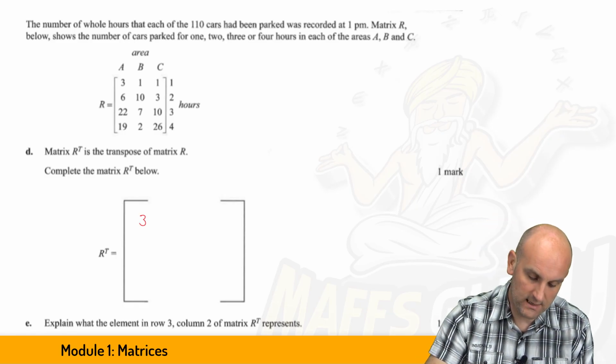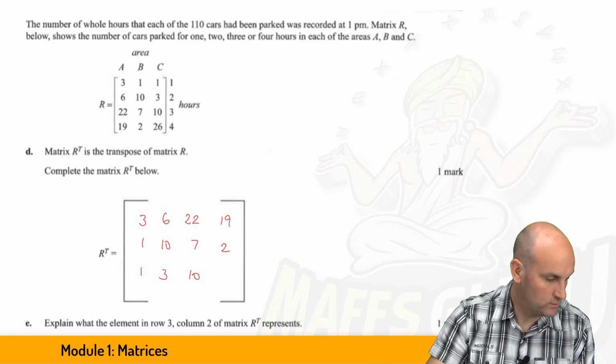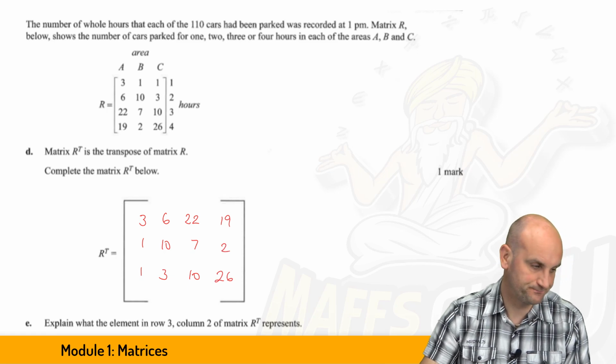So we get 3, 1, 1. We get 6, 10, 3. We get 22, 7, 10. And we get 19, 2, and 26.